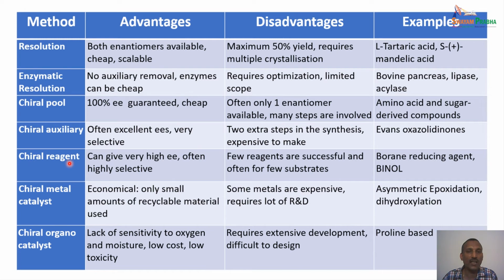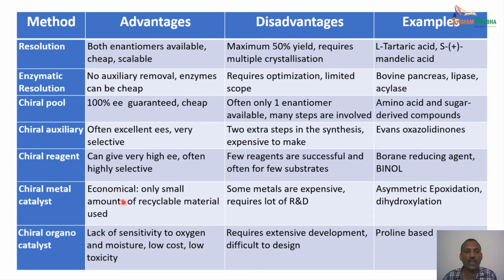The next one is the chiral reagent. So basically this gives high EE and these are highly selective, but optimization is very essential in this particular case, and only very few reagents are successful, and they work only for few substrates, not for every substrate. And BINOL boron reducing agents are some of the examples.